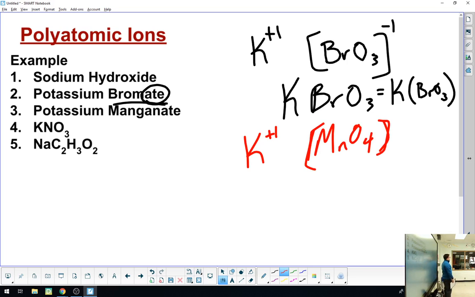What's the charge on MnO4? -2? Yep. Are those equal and opposite, Lil? You got +1, you got -2? Well, they're opposites, but are they going to cancel out? No. So you got to do a little crisscross thing. This 2 is going to go to the K. And then, oh, I lied to you. We're not going to need the brackets. MnO4.